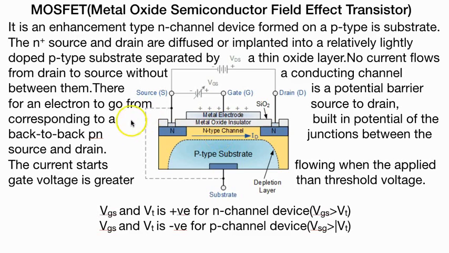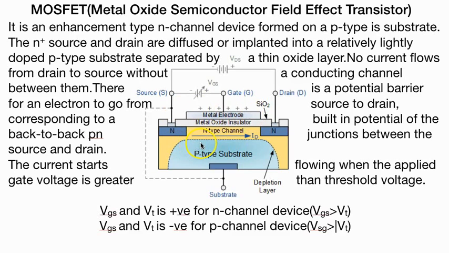Okay, so corresponding to a built-in potential of a back-to-back PN, this will be a PN and this will be a PN junction between the source and the drain. The current starts flowing when a voltage is applied at the gate. If this is negative and a positive voltage is applied at the gate, a positive charge will be deposited at the metal oxide semiconductor insulator layer. This insulator layer will act as a capacitor with deposition of positive charge at the metal electrode.